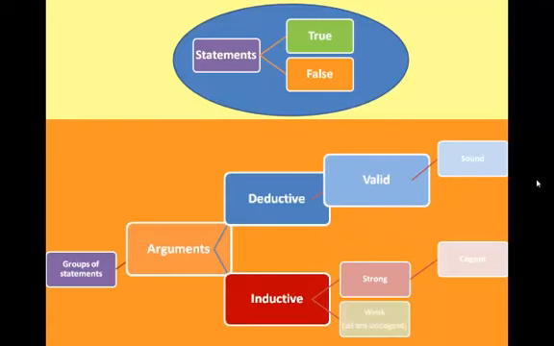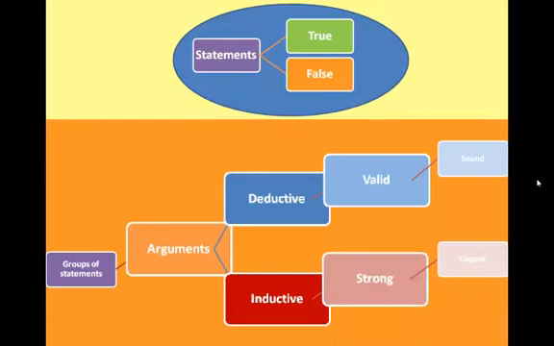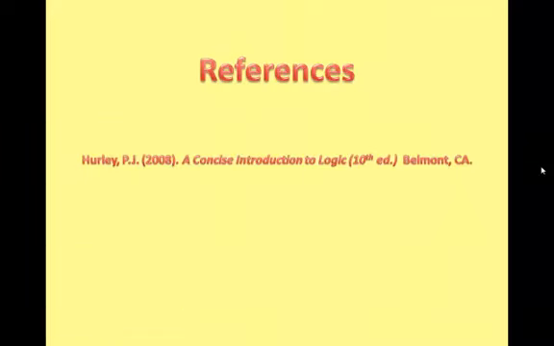In inductive arguments, again, two choices. It can be either a strong inference between premises and conclusion or a weak inference. All weak inductive arguments are uncogent. A strong inductive argument will be cogent because the premises are true and the conclusion is likely going to be true as well. This concludes the lecture on evaluating deductive and inductive arguments.